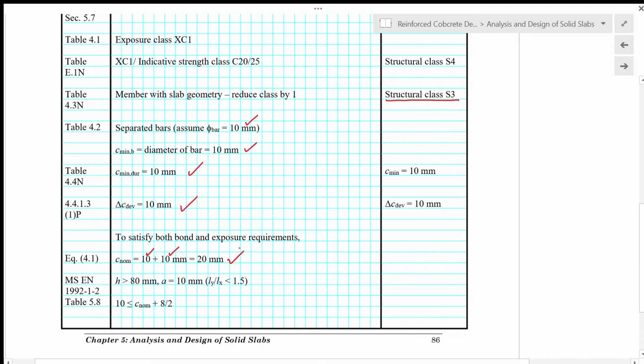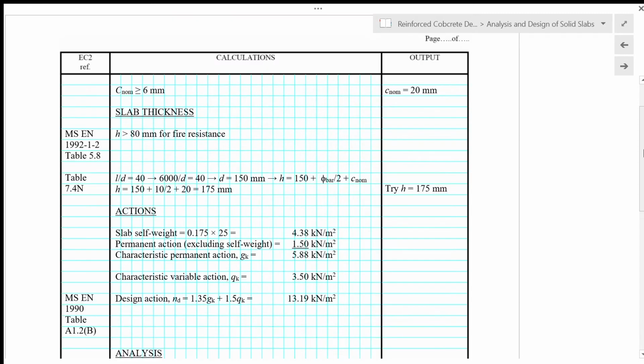For consideration of fire exposure, we refer to Eurocode 2 Part 1-2 Table 5.8. The thickness of the slab should be more than 80 mm, and with that we have an axis distance of 10 mm for Ly over Lx of less than 1.5. In our design, Ly over Lx is 1, so it's less than 1.5. From the calculation, our Cnom should be greater than or equal to 6 mm. So the Cnom of 20 mm is suitable for bond, for durability, and also for fire resistance.